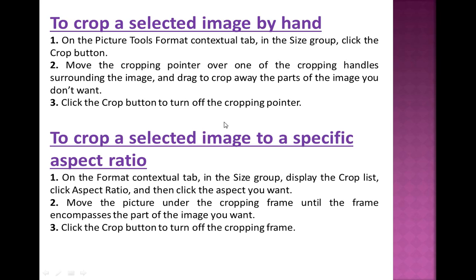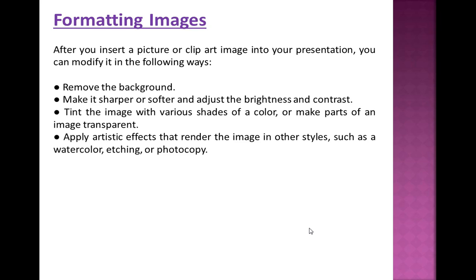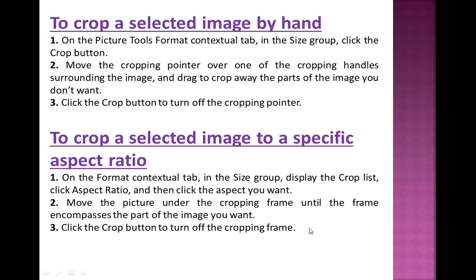Then how to crop a selected image to a specified aspect ratio. First of all, go to the same Format contextual tab, click on the Size group, display the Crop list, click on Aspect Ratio and then click the aspect that you want. Move the cursor under the cropping frame until the frame encompasses the part of the image that you want. Then click on the Crop button to turn off the cropping frame. This is how we can crop the image.